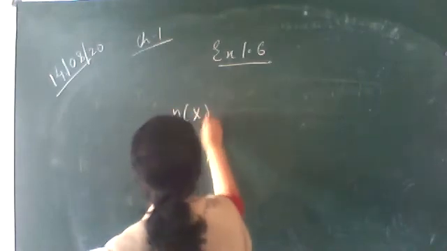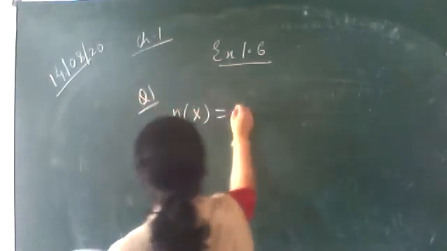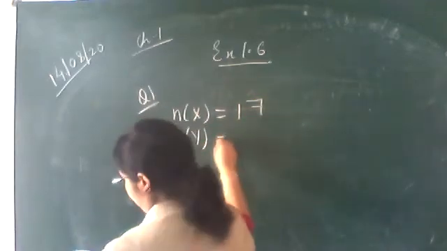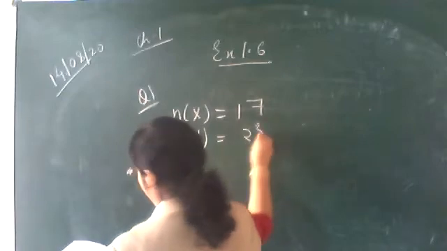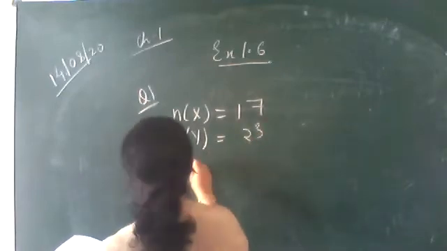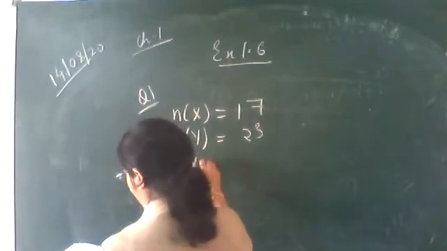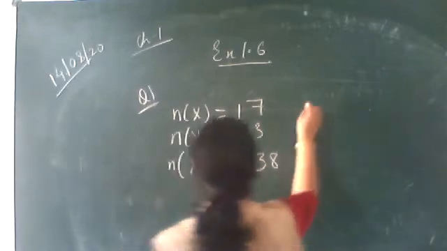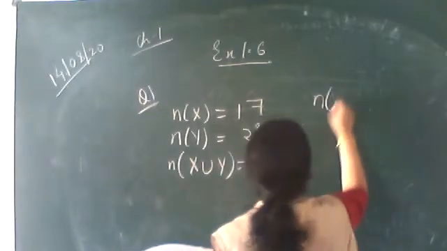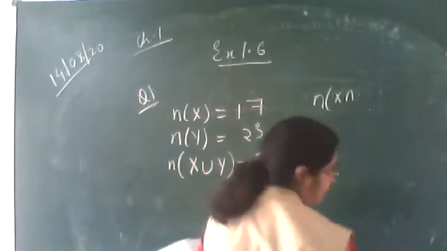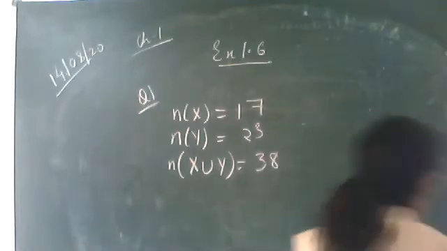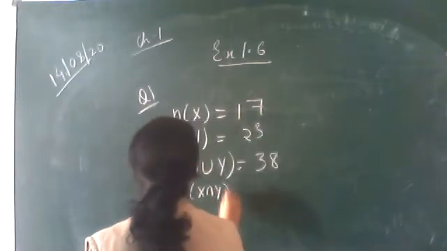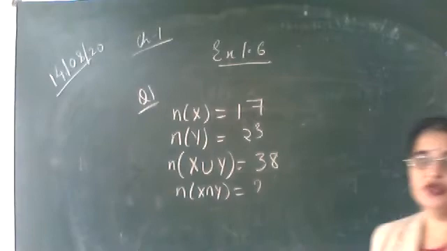Question number 1: n(x) is equal to 17, n(y) is equal to 23, and n(x union y) is equal to 38. They are asking us to find n(x intersection y). What we have to find is n(x intersection y). So how can we do it?